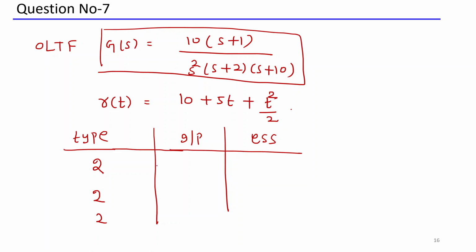Once again, sir, what are the inputs? The input given is 10 plus 5t plus t square by 2. So 10 means you can write 10 into t to the power 0, 5 into t. Okay, sir.